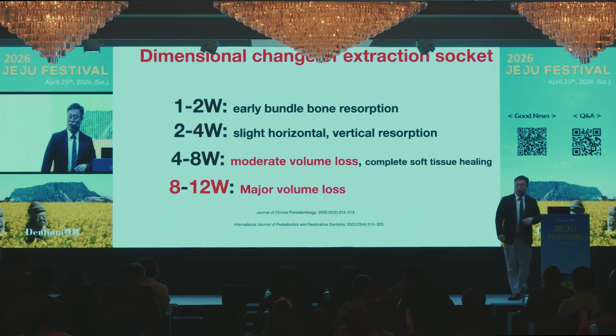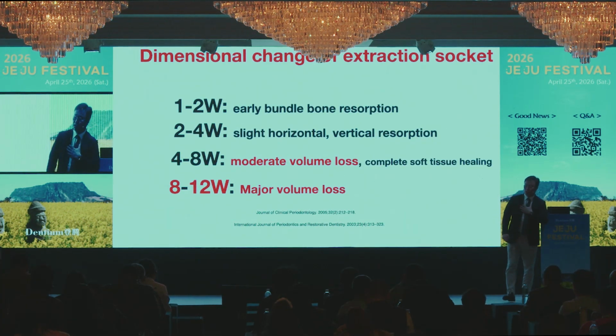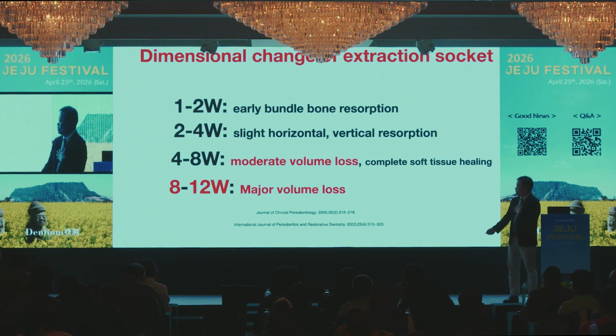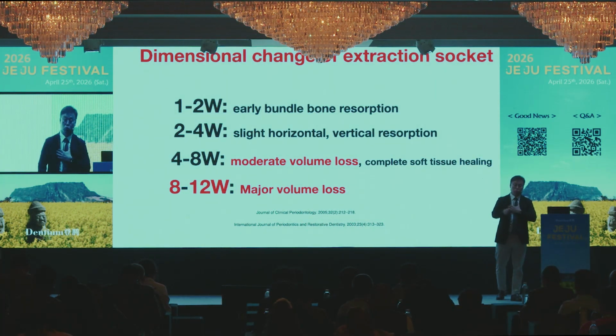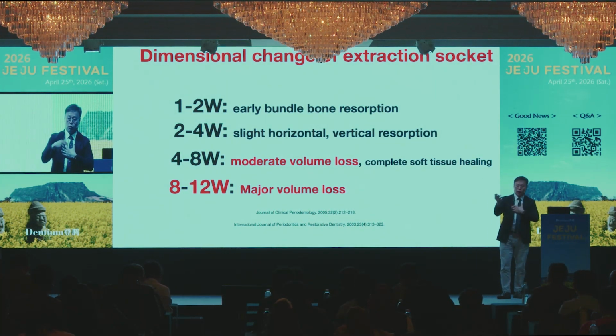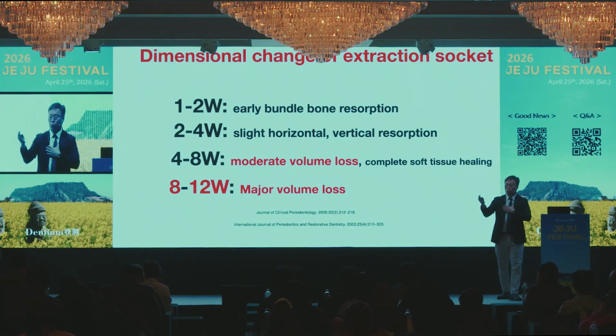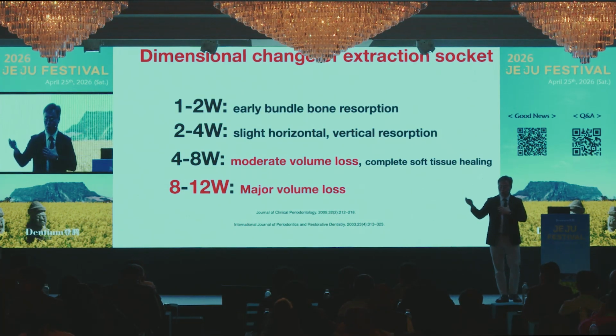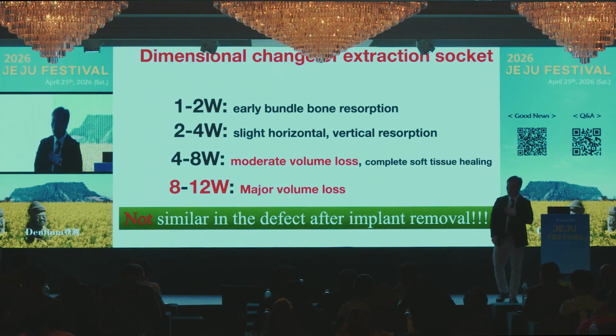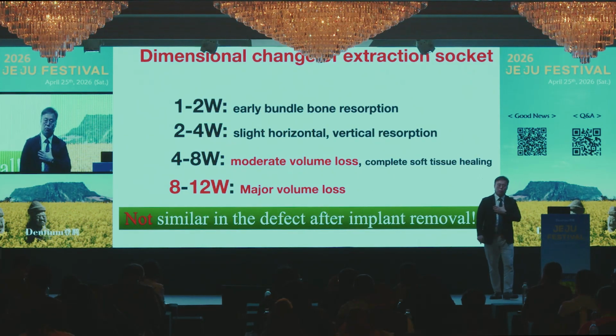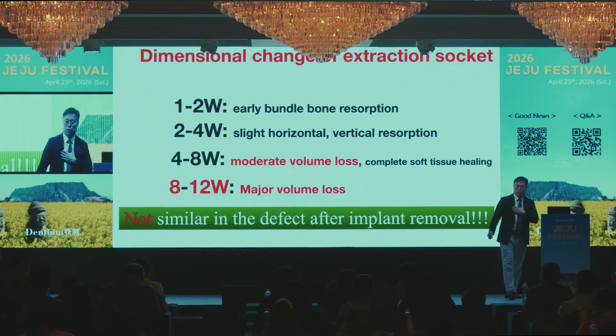But this one is different: dimensional change of the extraction socket. Literature says that after 8 to 12 weeks, they will have major volume bone loss after tooth extraction. They will have a lot of volume change after 8 to 12 weeks. However, implant removal is a little bit different. I'm going to explain why it is different.